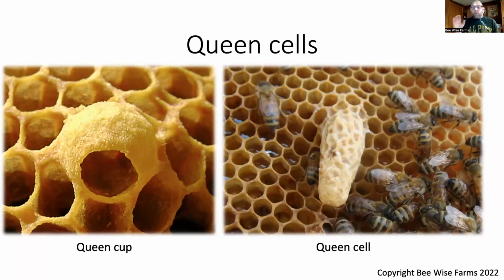So, what I want you to take from this is that queen cups are normal. Queen cells mean that you have a situation going on, meaning that there is either going to be a swarm or supersedure happening in your colony, or maybe you have an emergency situation where they're raising an emergency queen because a queen was lost for some reason. So that's the difference between these two. Don't get crazy about queen cups. They're a normal part of a beehive.